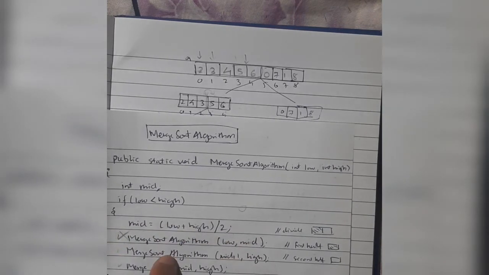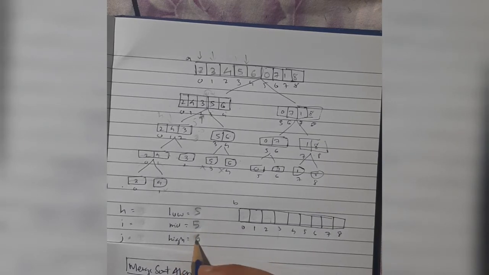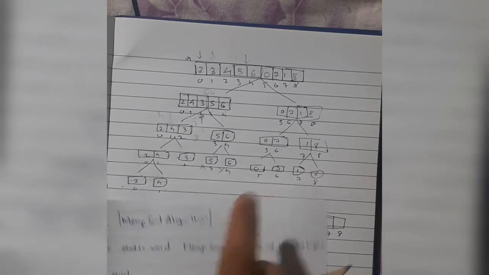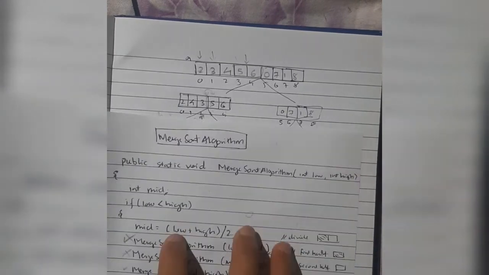The same thing for the next one also, mid plus 1 and high. Mid plus 1 means 5 plus 1, 6. 6 and 6 is getting passed here. When same values are passed, it will not execute. Means for this one, it will not execute. So these two are over.